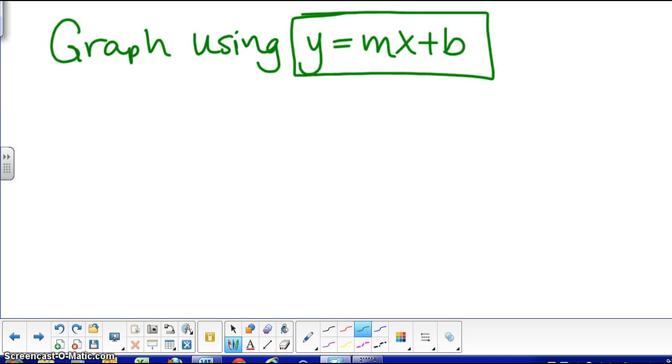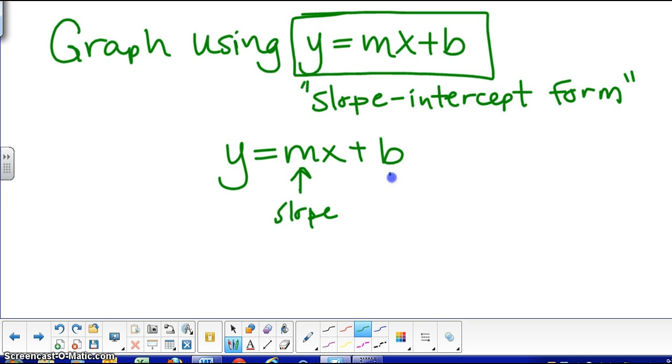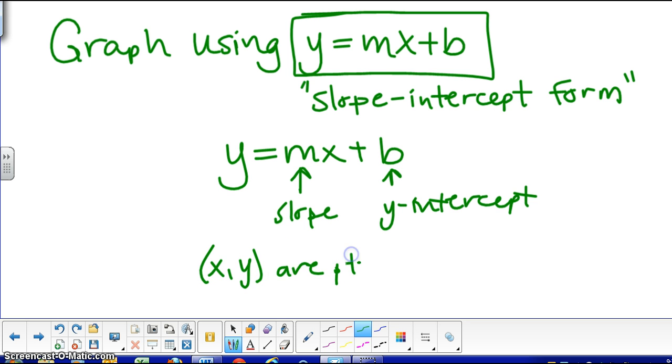The third type is graphing using y equals mx plus b, which is called the slope intercept form. The name is given to this form because each letter represents something, and most importantly, the m is going to be the slope, and the b is going to be the y-intercept. Okay, and then the x and the y are points on the graph.